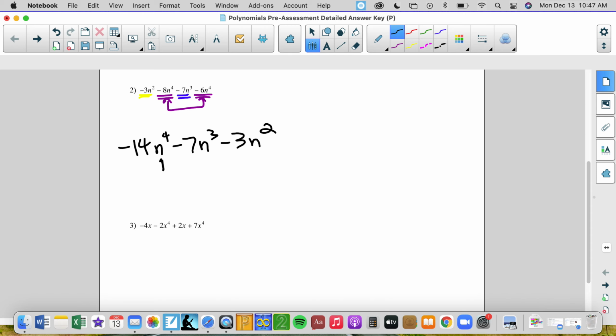n to the 4th, n to the 3rd, n to the 2nd. So notice variables are tied. They all have n. So we had to break the tiebreaker. We go to the exponent.